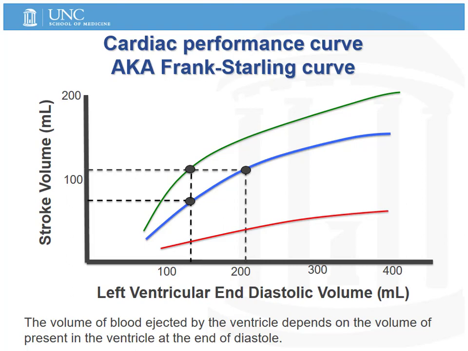In a heart that isn't functioning as well, the curve will shift down and to the right. So in this example, the ventricle is receiving that same 125 milliliters of blood just before it begins to contract, but the amount of force produced by the contraction is low. So the heart can only pump out a small volume of blood and the stroke volume is low.